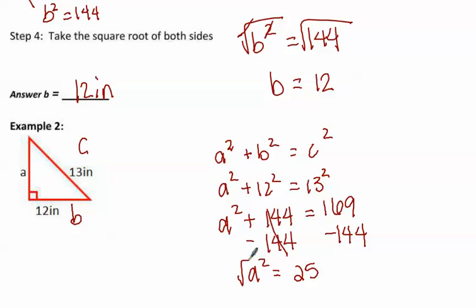Step 5, square root both sides to get the length of A. So A equals 5 inches.